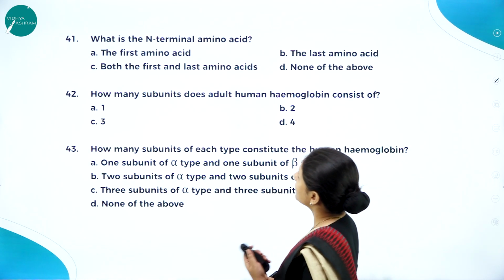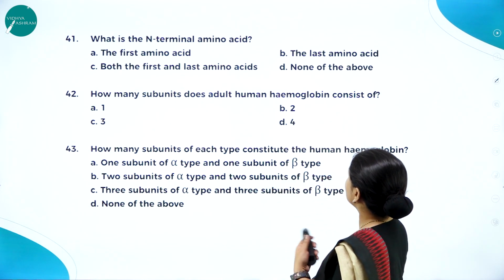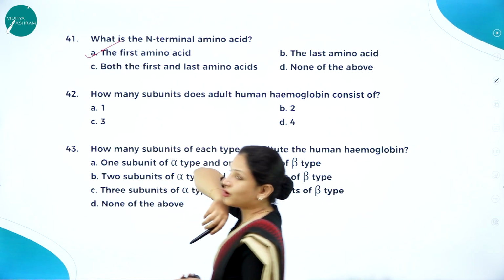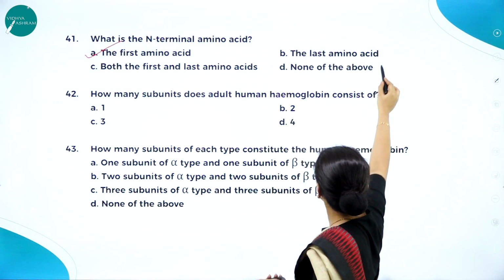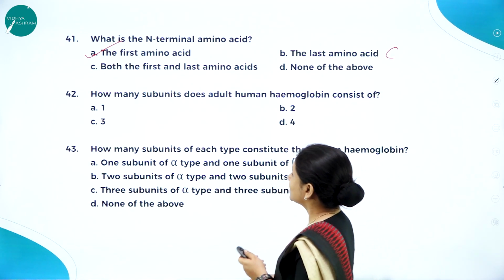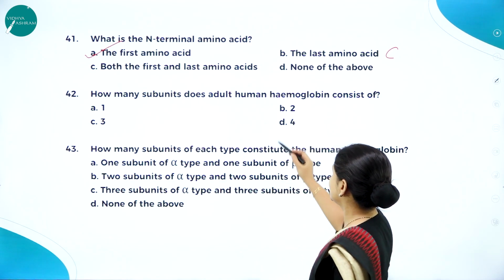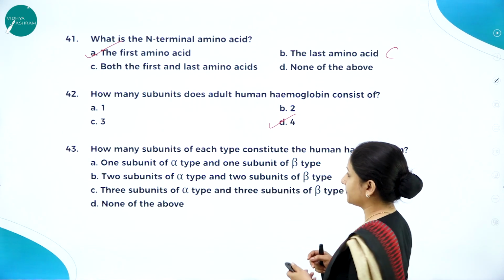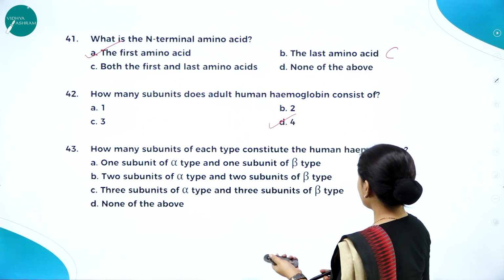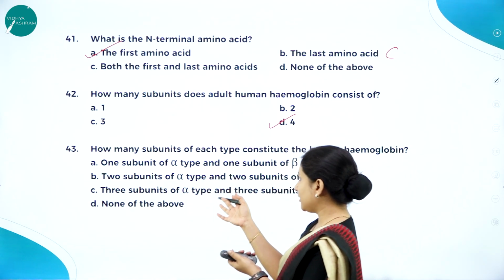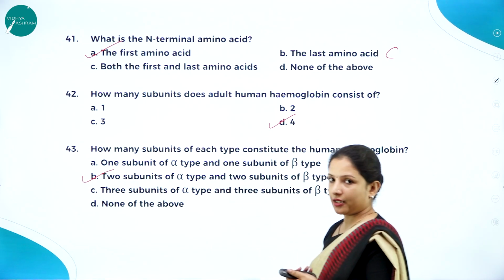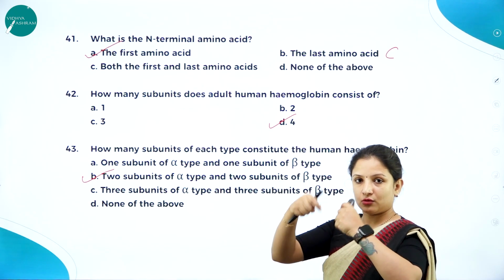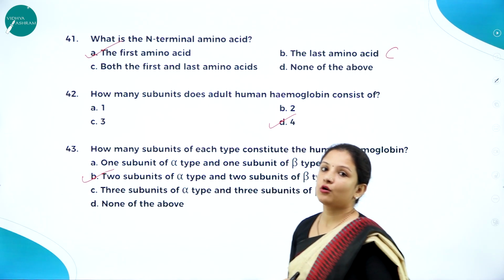Next question, what is the N-terminal amino acid? The first amino acid, the last amino acid, both the first and the last, none of the above. The first amino acid is called the N-terminal amino acid, and the last amino acid is called the C-terminal. Next, how many subunits does human hemoglobin consist of? It consists of 4 subunits, 2 alpha and 2 beta. I told you it's 2 subunits of alpha type and 2 subunits of beta type, which look like 4 wound balls of wool that are arranged together. Therefore it has a quaternary structure.